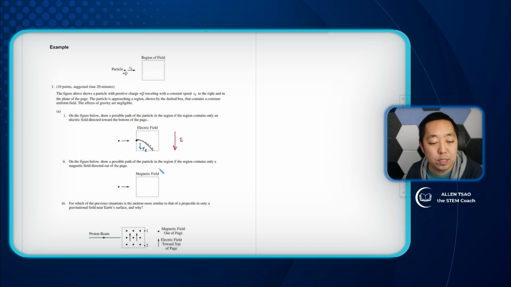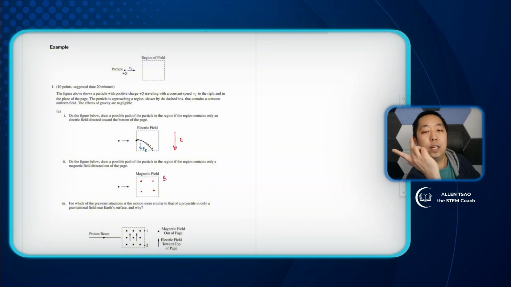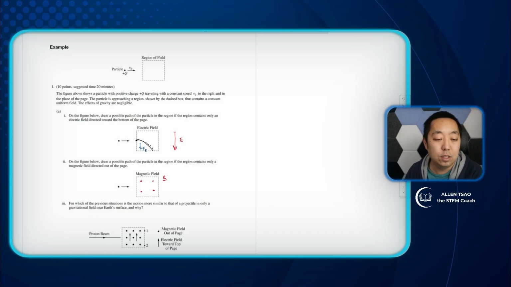On the figure, draw a possible path if it contains only a magnetic field out of the page. So here we're saying there's a magnetic field out of the page. Okay, and the velocity is to the right. So now we use our right-hand rule. My charge is to the right. Magnetic field's pointing out of the page. So I've got to rotate my hand so that this is still right. The magnetic field's pointing towards me. My thumb is pointing down. So we're going to have a magnetic force, again, pointing down, and it's going to do something like that.